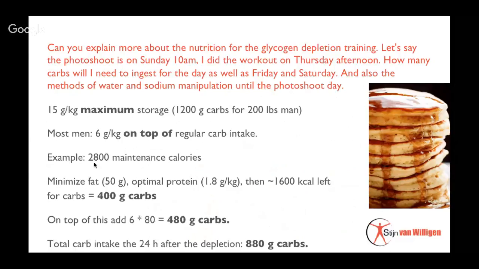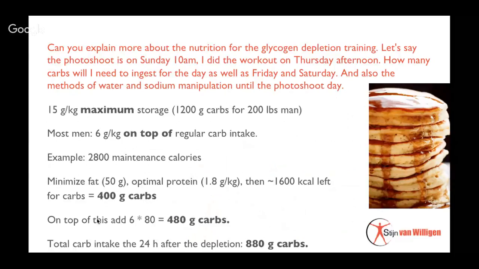So, for example, if you normally eat 2,800 calories per day, then you want to minimize fats in your diet during your refeed, because the fat is going to go straight to your fat stores because there's a surplus of calories always there. You want to just take your optimal protein in, so 1.8 gram per kilogram, and then if you calculate those, this will leave about 1,600 calories of those 2,800 left for carbohydrates, which is 400 grams of carbs. So that's your normal intake, basically.